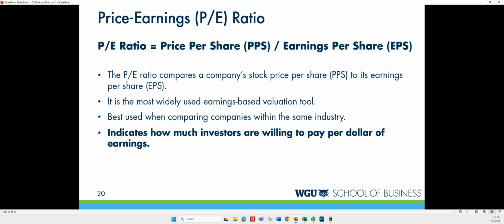So the next ratio we're going to talk about here is the price earnings ratio, where we're comparing the stock's price to its earnings. So we're going to divide the price per share by the earnings per share. It's one of the most widely used earnings-based valuation tools. And it's really useful for comparing companies within the same industry because they're typically going to have very similar capital structures. They're going to have very similar asset structures. So this ratio is going to tell us how much investors are going to be willing to pay for a dollar of earnings.